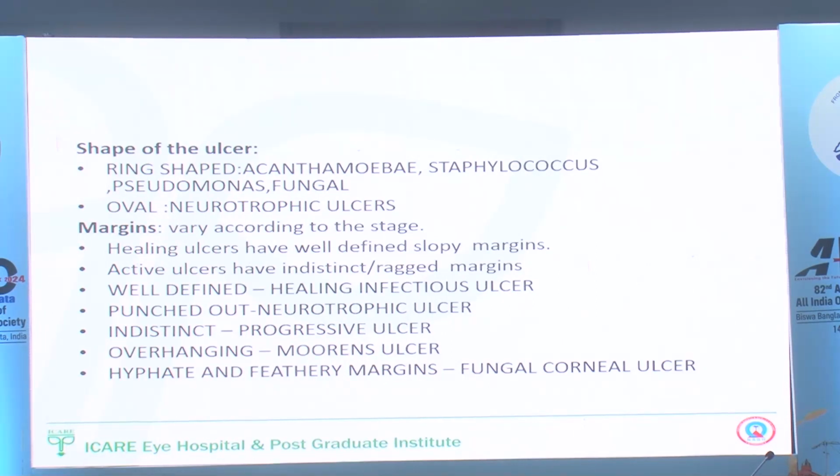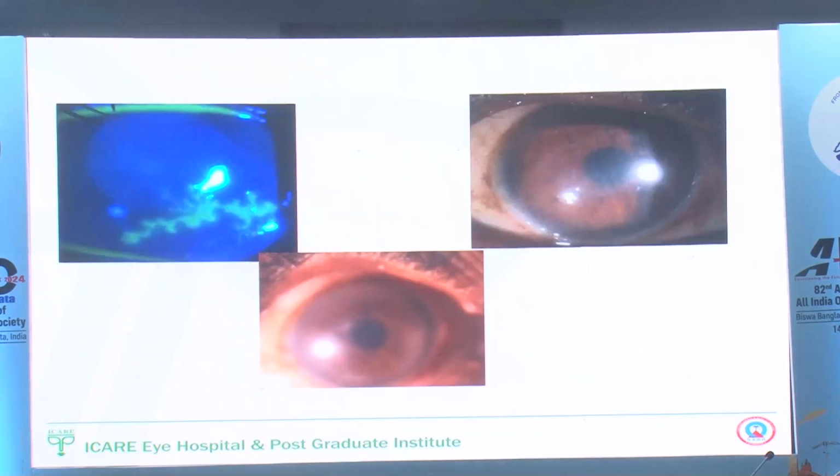Well-defined ulcers could be a healing infectious ulcer, punched out in a neurotrophic, indistinct in a progressive ulcer, overhanging in Mooren's ulcer, hyphate and feathery margins in fungal ulcer. Viral keratitis, we are not really, we are only concentrating more on bacterial keratitis. Viral is mostly a clinical diagnosis.